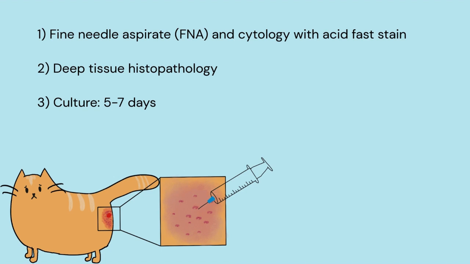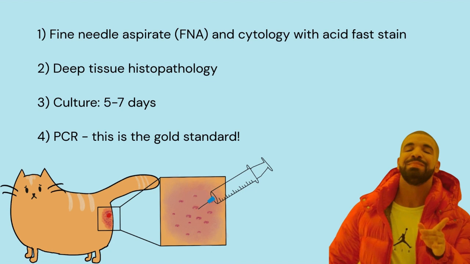Culture can confirm my identity but takes some time, usually 5 to 7 days. PCR is the gold standard, fast and accurate for identifying me, but it can be expensive, so culture is often the diagnostic test of choice.